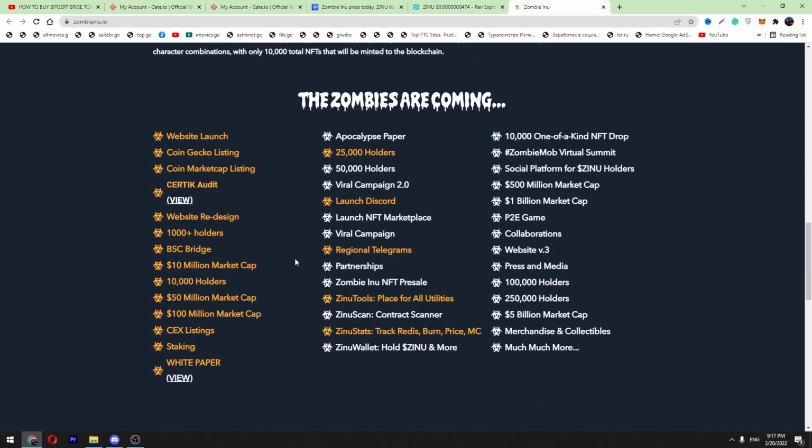They have a very interesting roadmap. At the moment, Zombie Inu has more than 25,000 holders, and there are some interesting utilities in their roadmap. For example, the Zinu wallet, which they are going to make. Also, there is a play-to-earn game. They are going to reach a 1 billion market cap. So this project has a lot of utilities.